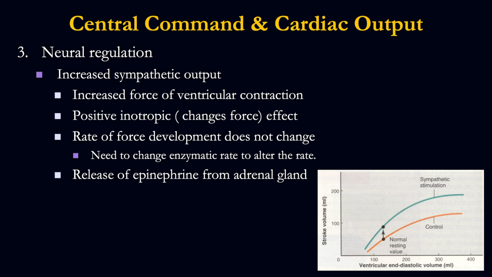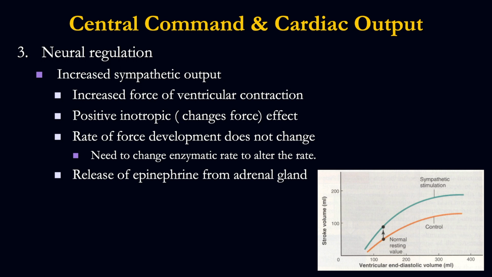In the graph on the right-hand side, you can see the effect that sympathetic stimulation has. On the y-axis, there's stroke volume. On the x-axis is the ventricular end diastolic volume, or the EDV. Under normal resting conditions, or our control here, that's the orange line, as we increase the end diastolic volume, the stroke volume increases. But if we add sympathetic stimulation, simply from more forceful contraction of the heart, then I can increase the stroke volume just from that SNS input.